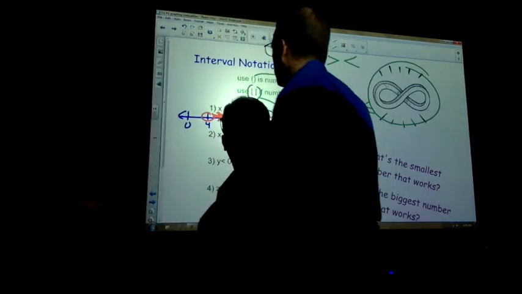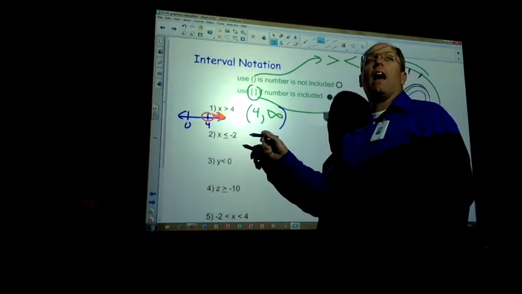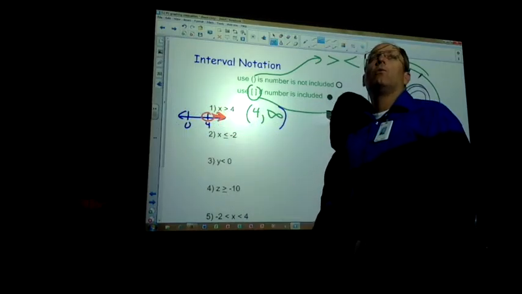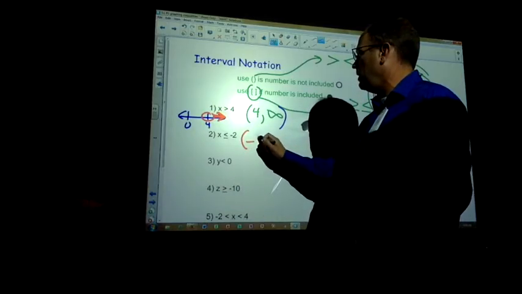Okay, so where is this one going? Where are we winding up on this one? Left. What's way left? Infinity. No, not infinity. Negative. Negative infinity. So I have negative infinity.